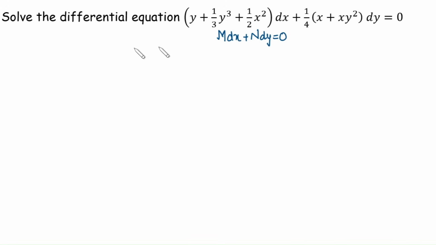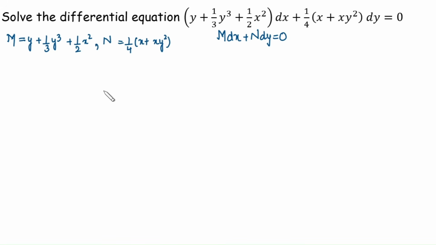After that, compare them and find the values of M and N. The value of M in this case is y plus 1 by 3 y cube plus half of x square, and the value of N in this case is equal to 1 by 4 into x plus xy square.